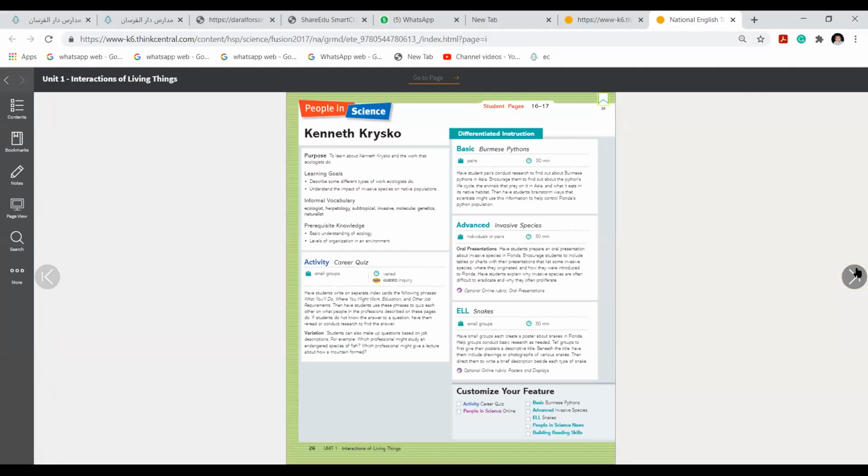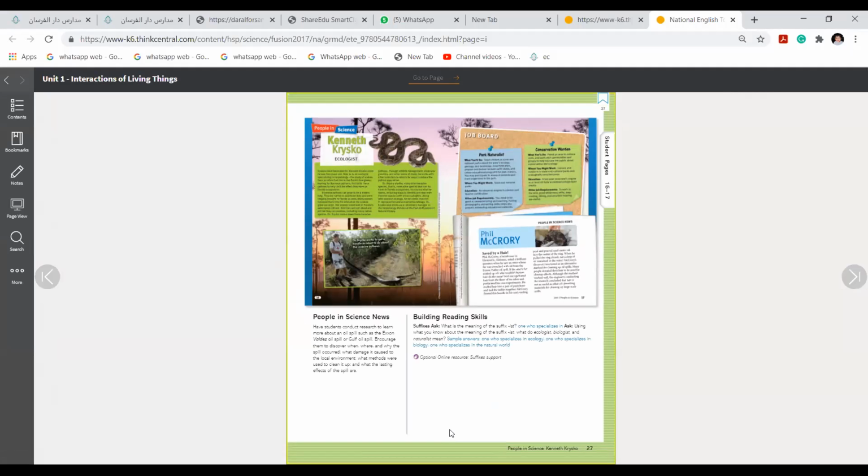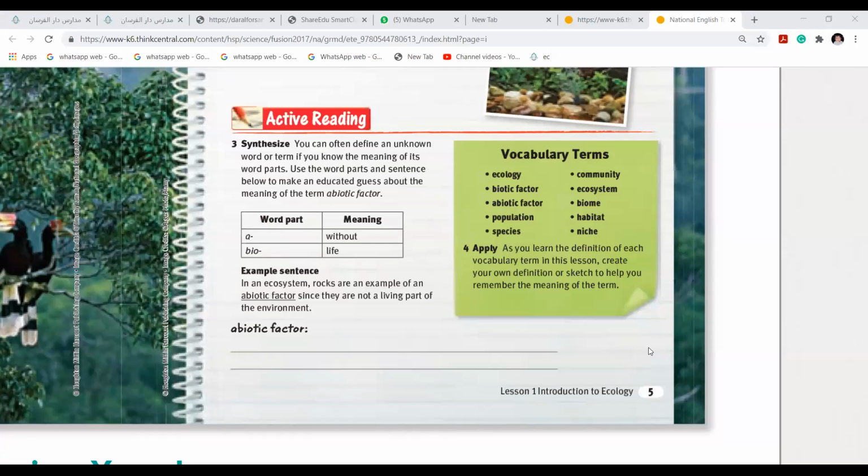So now girls, please take the paper. I'll give you 2 minutes. Write all the vocabulary terms quickly. Did you write all of them? Ecology, biotic factor, abiotic factor, population, species, community, ecosystem, biome, habitat, niche. Finished writing, girls? Yes.